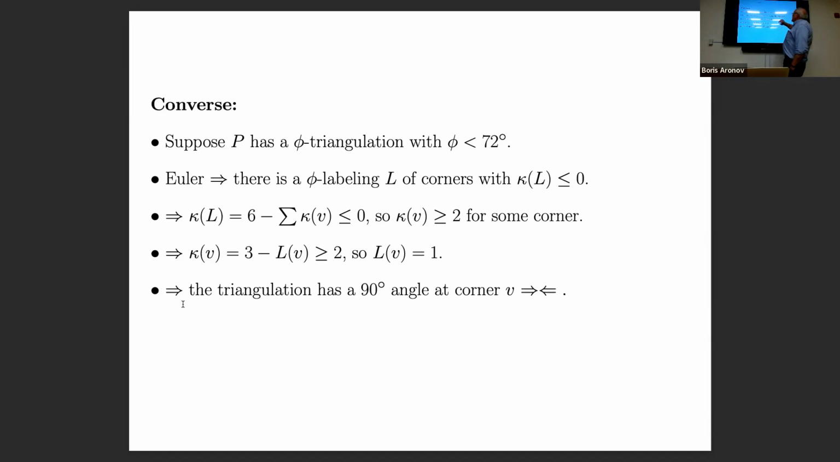Sorry, I'm skipping ahead. If all the angles are strictly less than 72, that means that there's a phi labeling where the curvature is negative. What that means is that there has to be one of the corners where the number of triangles is at least 2 at that corner. Otherwise, you have a negative number being a sum of positive or non-negative things, and that's impossible.